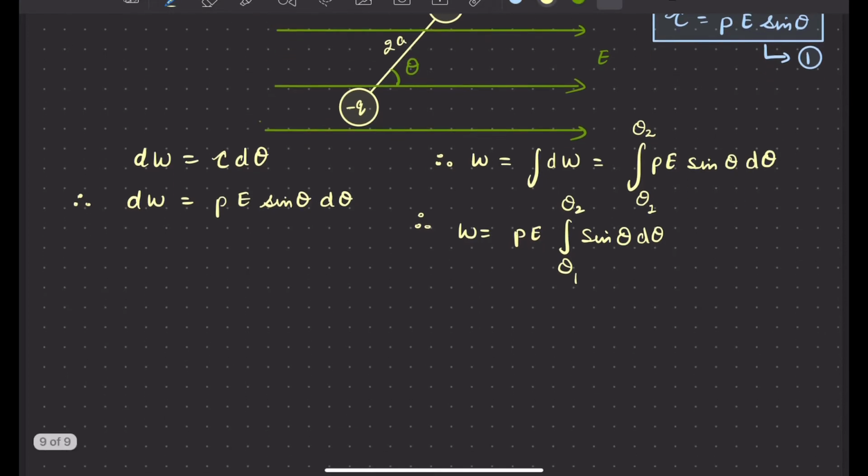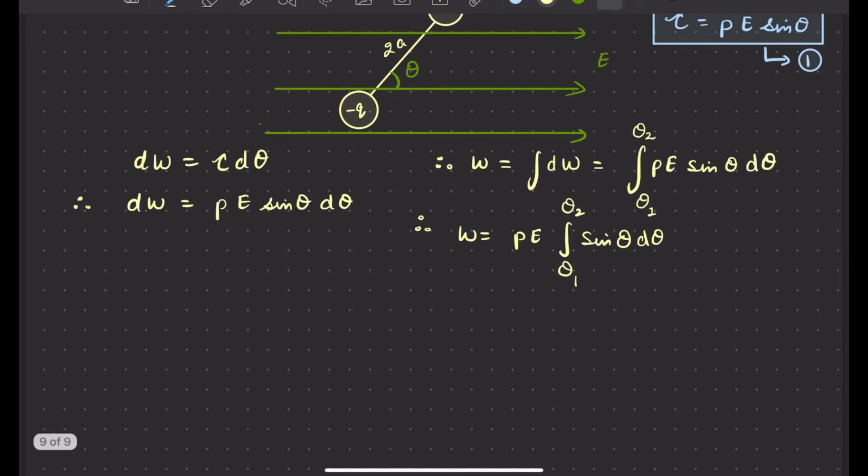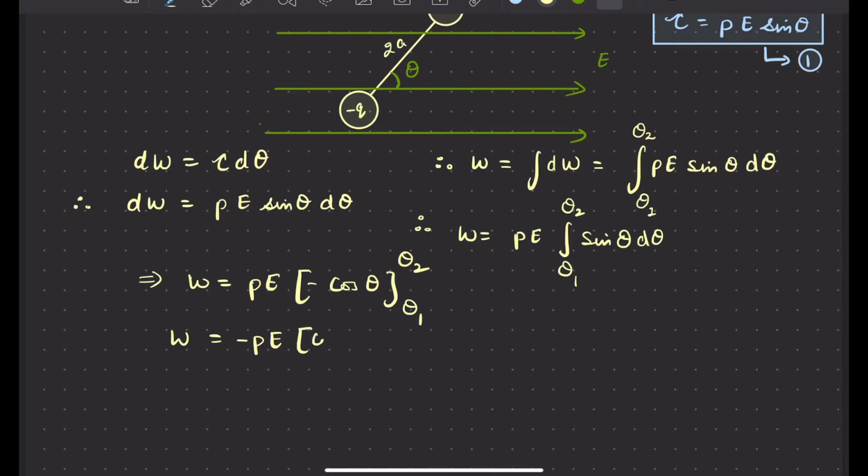Now we already know the integral of sin theta is minus cos theta. This implies W is equal to PE times minus cos theta, with limits changing from theta 1 to theta 2. I have not substituted any limit yet, so we need to solve it out. We get W is equal to minus PE cos theta, such that theta 1 to theta 2 is our limit.